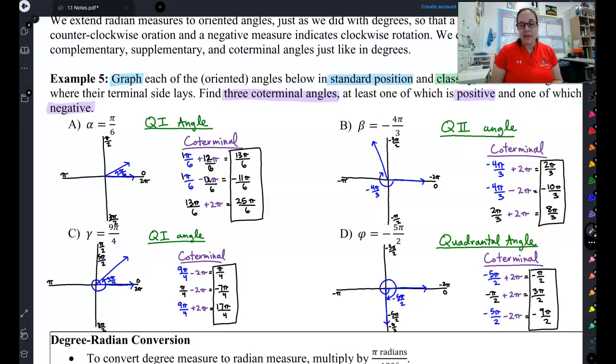In the last video for today's lesson, we're going to talk about converting between degrees and radians, how to go back and forth. I'll see you there.